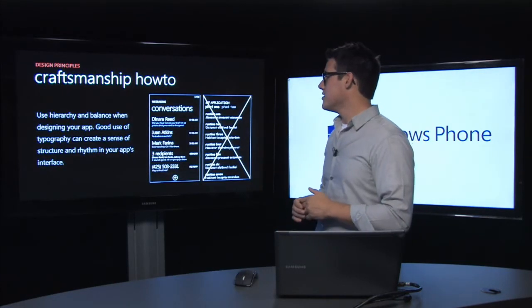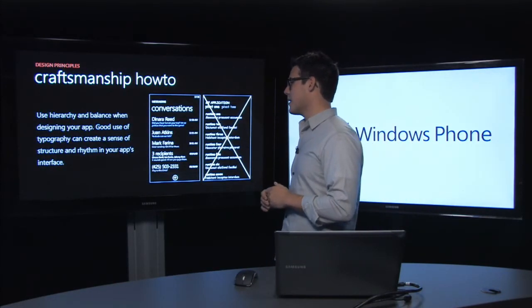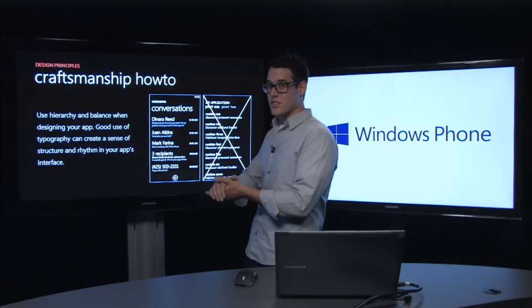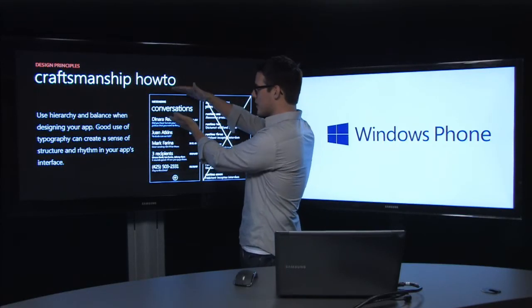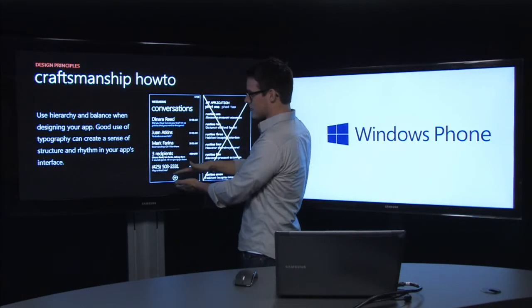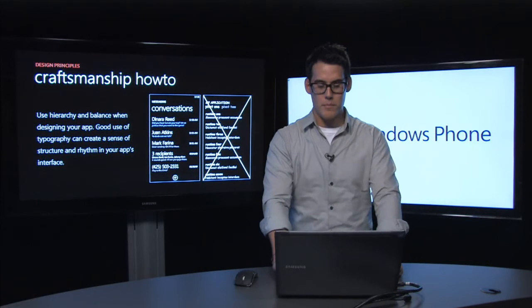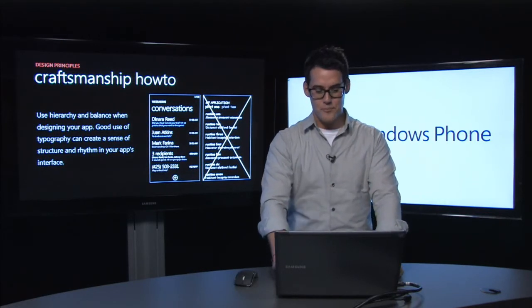Another one is use hierarchy and balance when designing your apps. Good use of typography can create a sense of structure and rhythm in your app's interface. Here's an example of good hierarchy and balance. Here's an example of bad hierarchy. Everything's completely left aligned. The page doesn't feel evenly weighted. And there's a nice simple rule when you're approaching hierarchy. Use a rule of thirds. You'll hear this a lot in design, but basically splitting up your content into 3 different sections so that the human eye can absorb it really easily. Any more than that, it becomes confusing to the user.